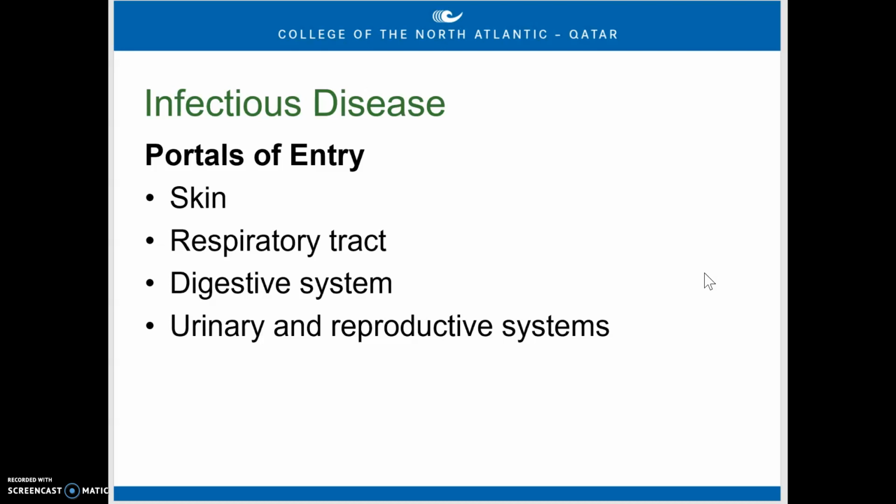Your respiratory tract: when you breathe in, that can invite organisms to get into your respiratory tract. The digestive system: you could eat stuff that's contaminated with pathogens or parasites. And finally, through the urinary and the reproductive systems. It's another way for a pathogen to gain access to the inside of your body.